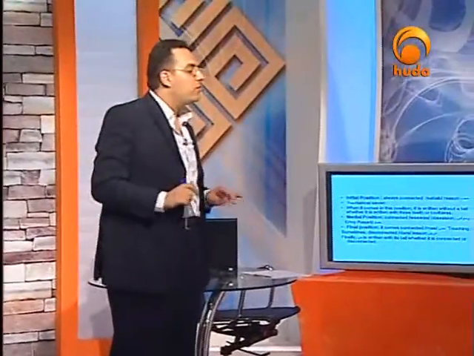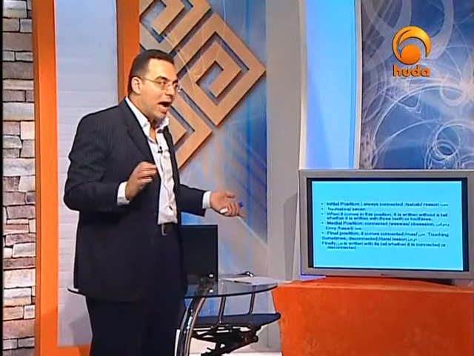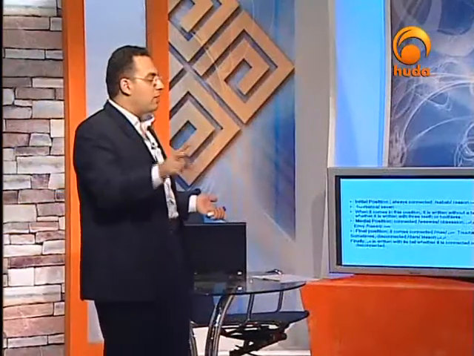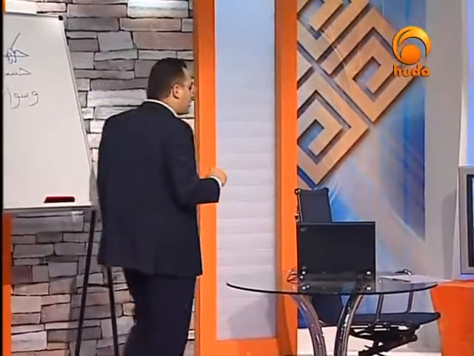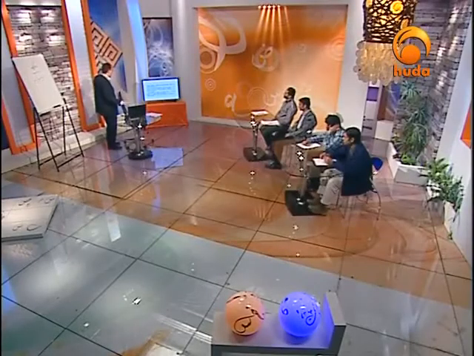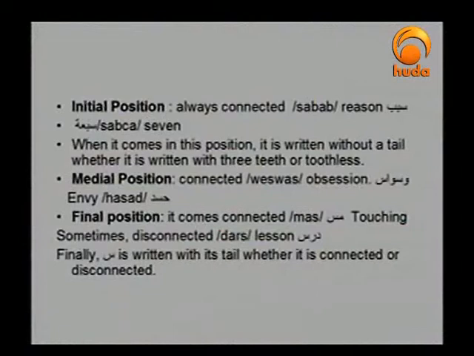Please be very careful, because we don't say Hasad. Can you see that? Because we have another word in Arabic probably called Hasad. But Hasad, Wiswas. In such a word, actually, we have 2 examples for Sa: when it comes in medial position, and when it comes in the final position. And when it comes in final position, it comes connected, like mess, touching. If you touch something, you say mess. Sometimes disconnected, like dars.